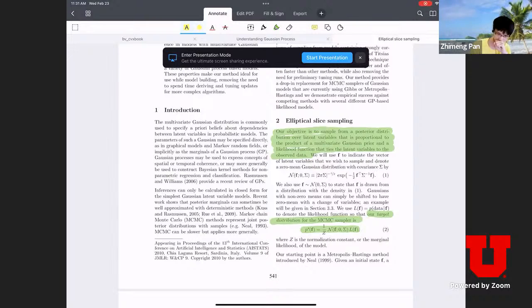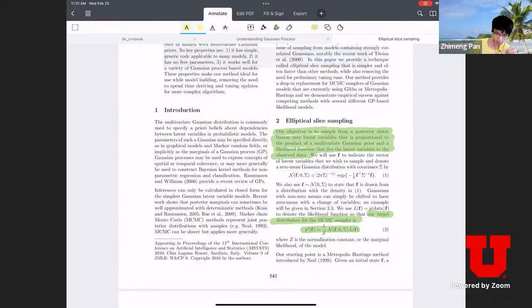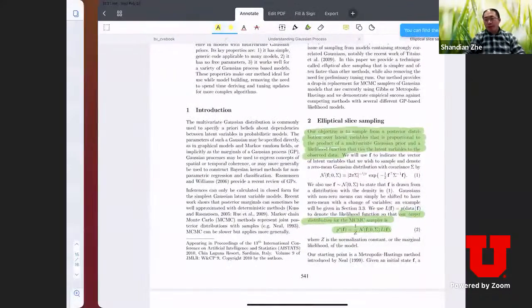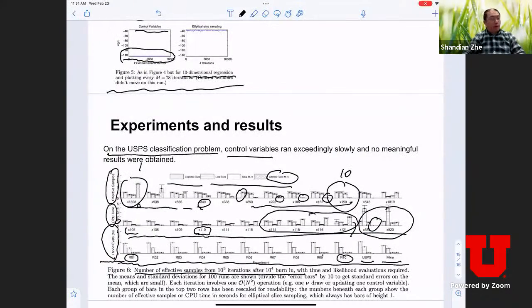Could I share the whiteboard? I want to draw something. Yeah, you might need to stop sharing and you can let Zhimeng share the whiteboard. Okay.